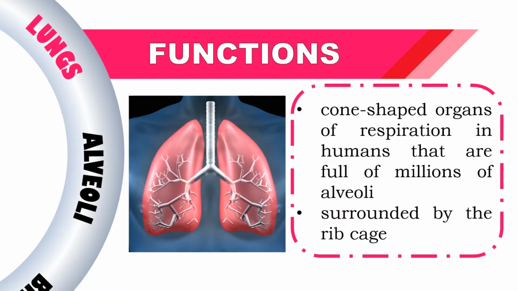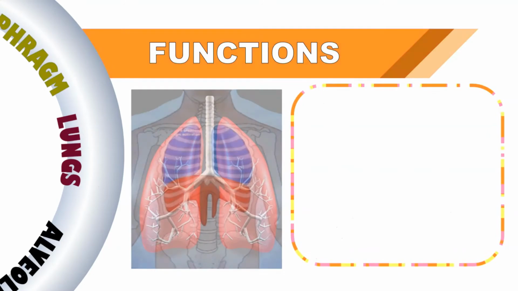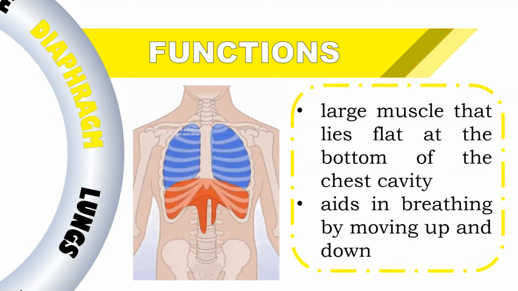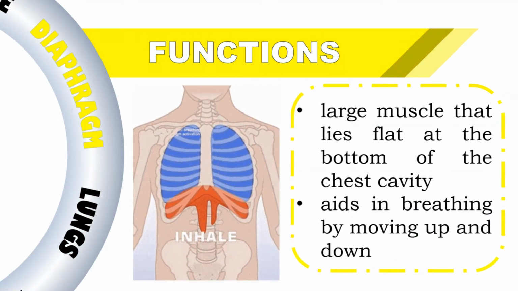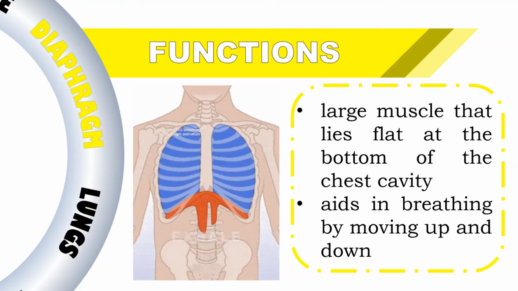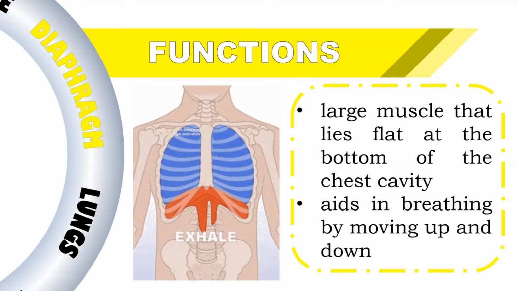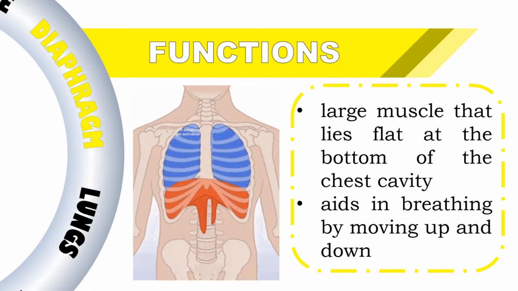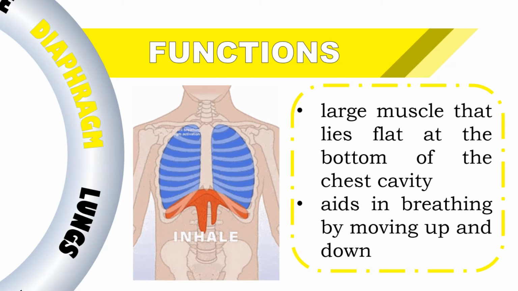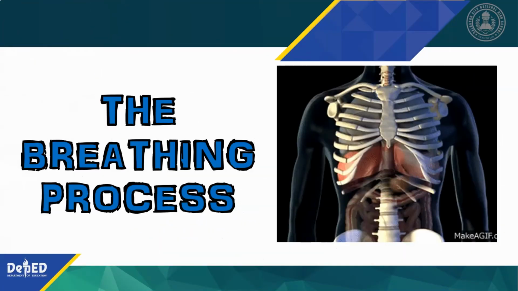And finally, the diaphragm. It is a large muscle that lies flat at the bottom of the chest cavity. It aids in breathing by moving up and down. Interesting, right? Let us proceed to the breathing process.